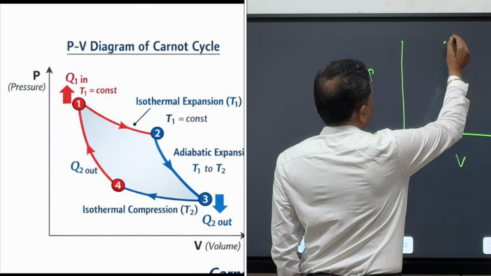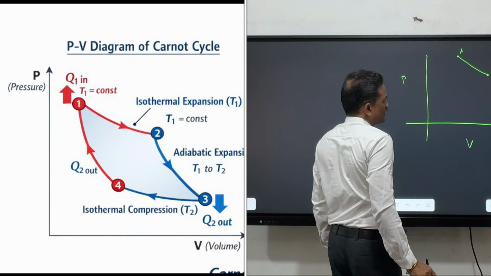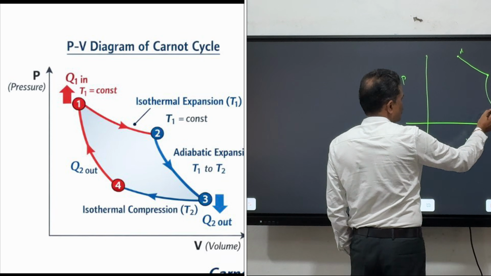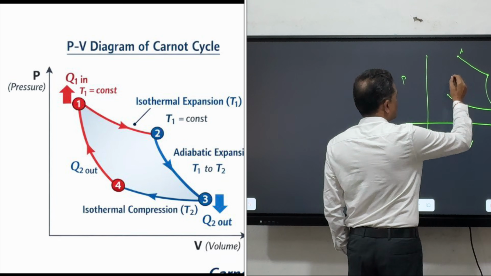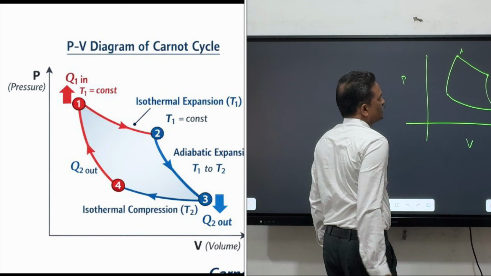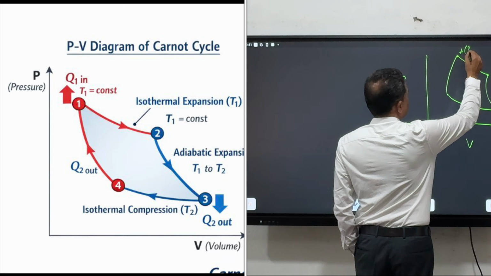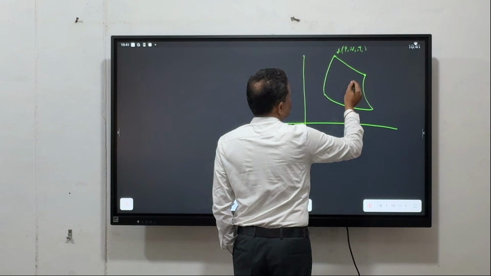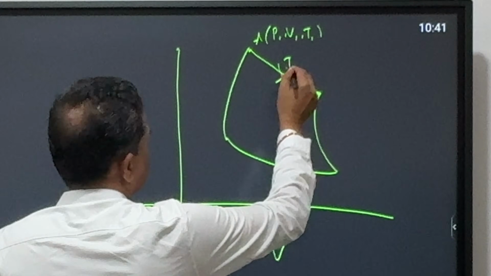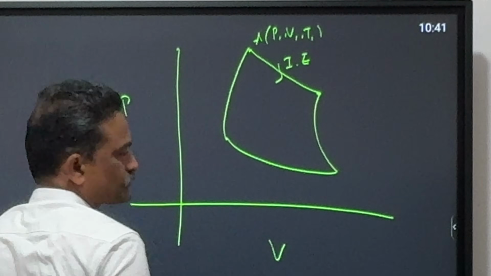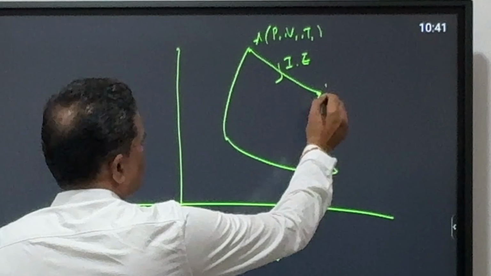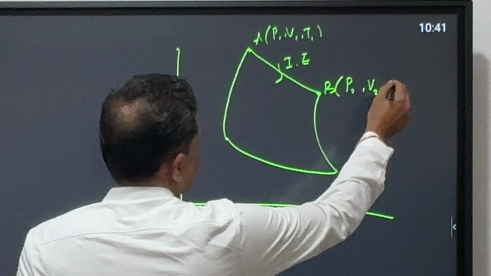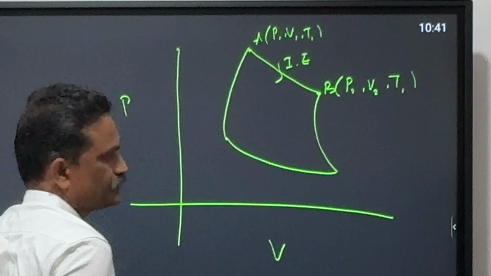So let us take this as A. Ideal gas undergoes isothermal expansion, then adiabatic expansion, then compression, then coming back. So this A, let us say coordinates P1, V1, T1. This is isothermal expansion. Next, coordinates of B are P2, V2, temperature remains constant T1.